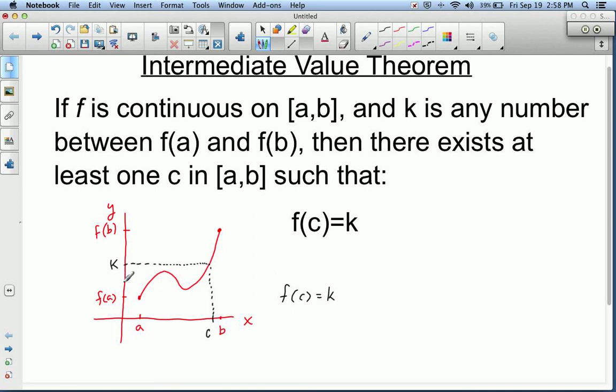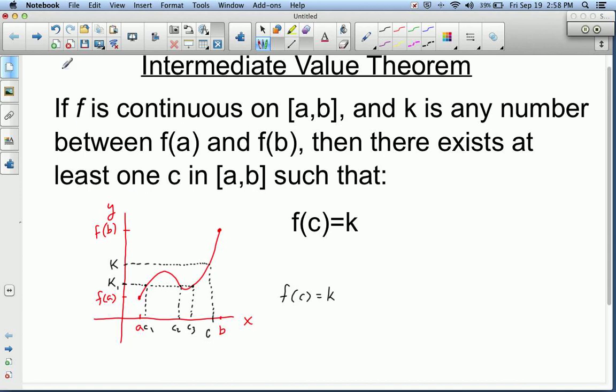Now, I could have had k down here. We'll call this one k sub 1. In that case, I have 1, 2, 3 c values. Okay, I'm guaranteed to have at least one. We'll call these guys C1, C2, and C3. I'm guaranteed at least one. In this particular case, I had 3 if I chose k sub 1 as opposed to k. All right, intermediate value is as simple as that.